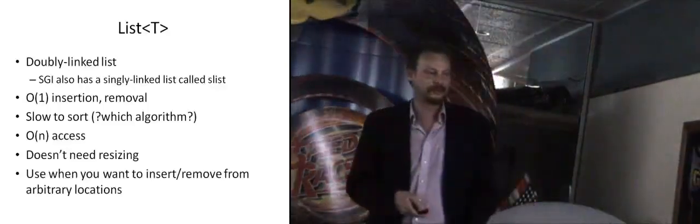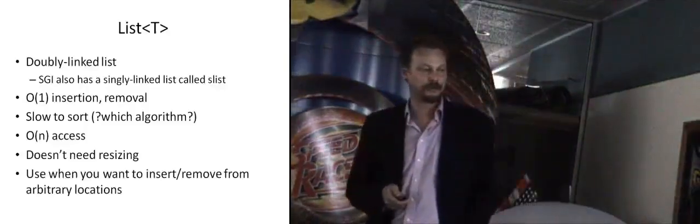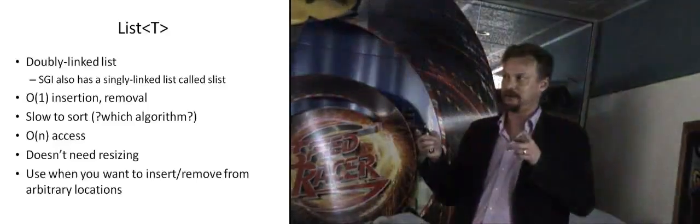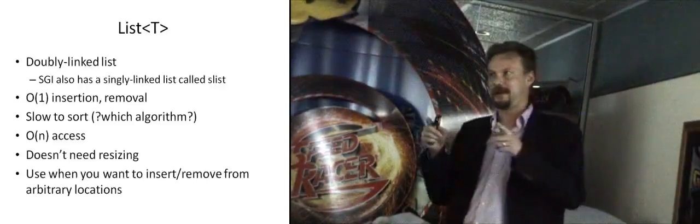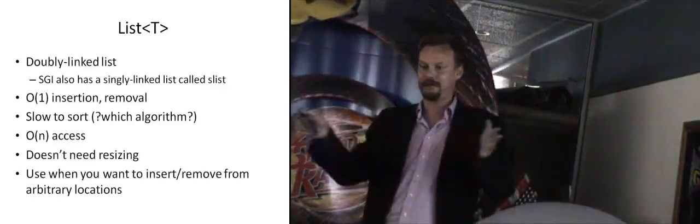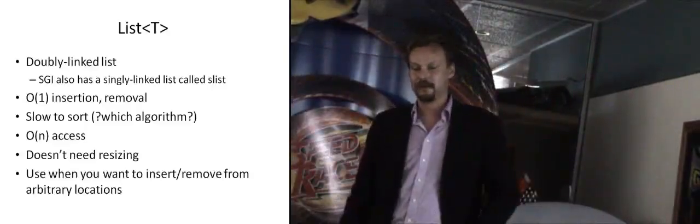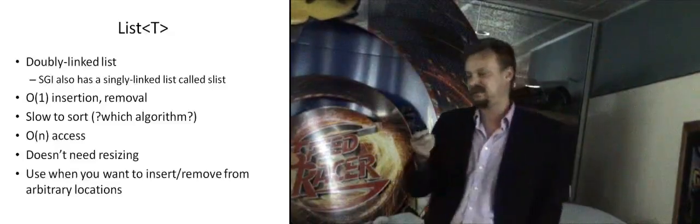You would use a list when you want to insert and remove from an arbitrary location in a container. Lists are good if the order matters and the order changes somewhere other than the end. So if you want to keep a list of things, like a list of players in some sequence, and you've got 32 players, you might use a list. I don't know. That's the wrong example.